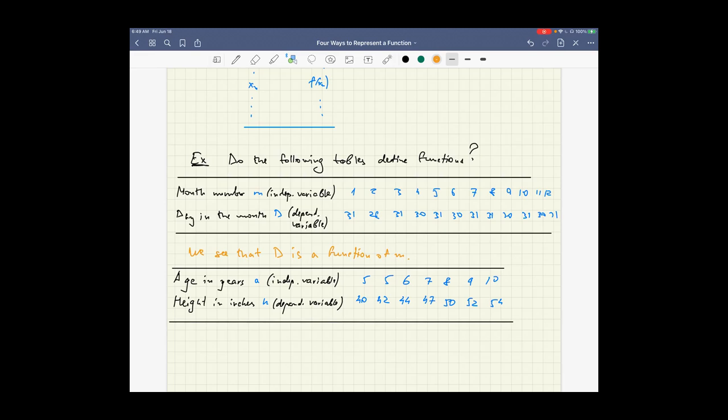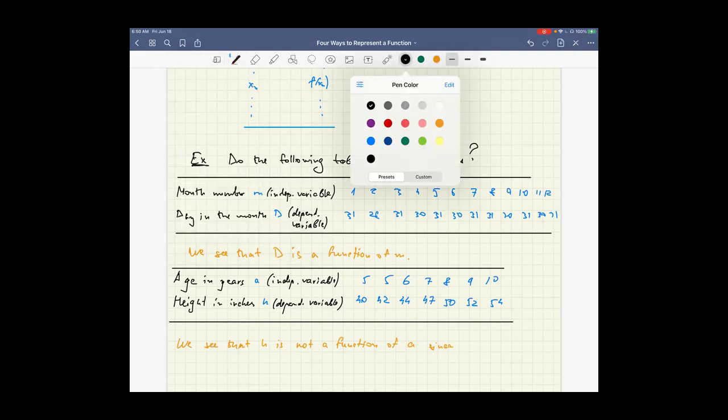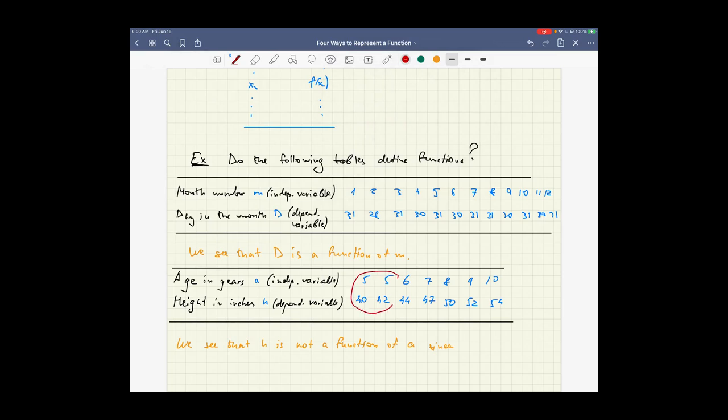And this time we see that H is not a function of A. That is because of the first two values of A. We would have to have H of 5 simultaneously 40 and 42. And of course, 40 and 42 are not equal.